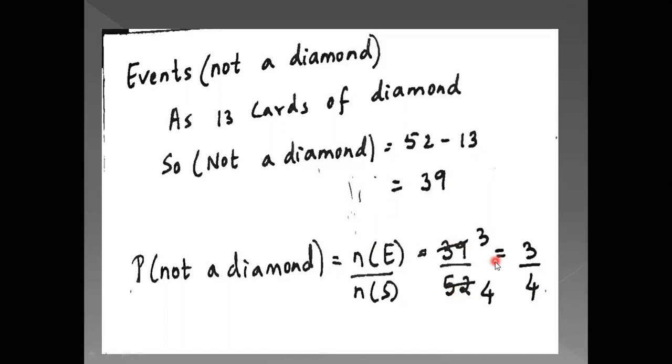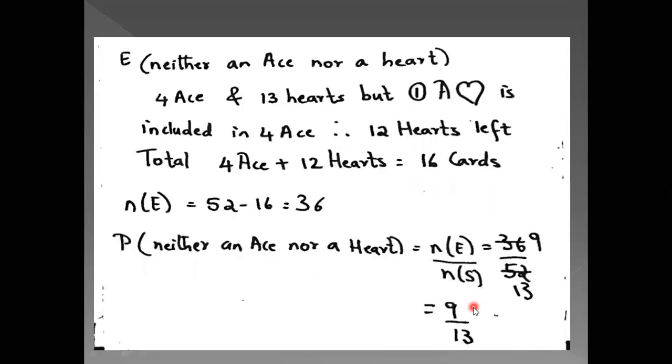So 13 threes are 39, 13 fours are 52. So it is 3 upon 4. Okay, after that, the event is neither an ace nor a heart. So neither an ace nor a heart means again you have to remove these cards.